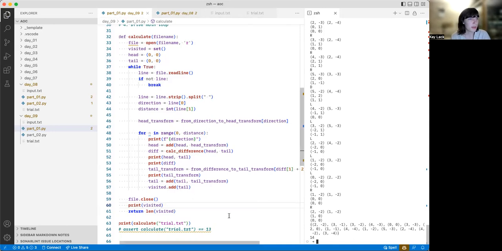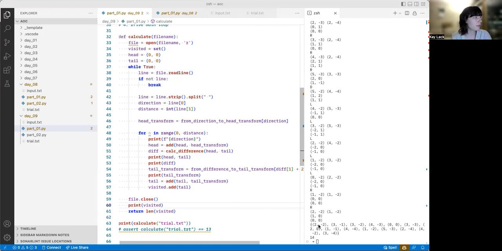This is going to be time consuming. 3, 4, 5, 6, 7, 8, 9, 10, 11, 12, 13. It's definitely 13. Okay. And they should all be, yeah, okay, fine.